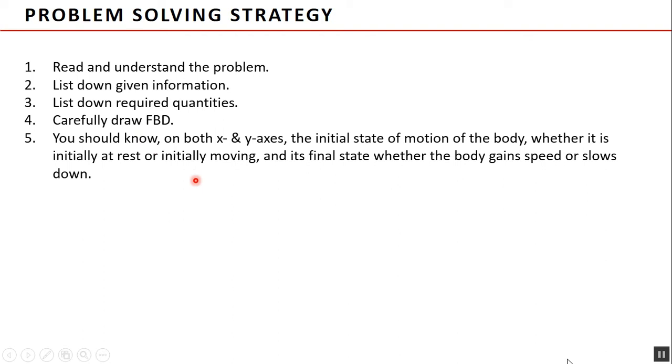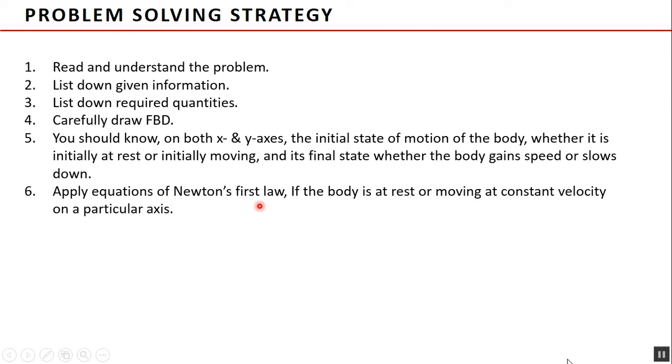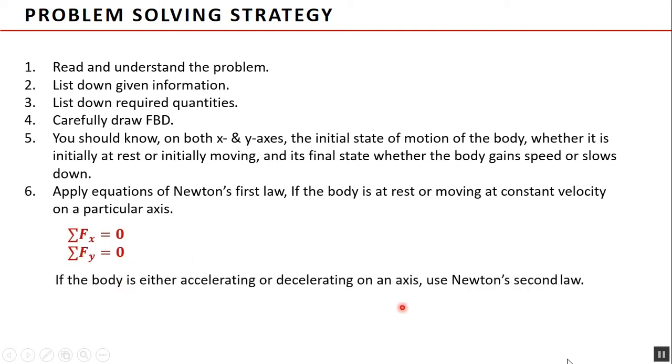Number 5. You should know, on both x and y axes, the initial state of motion of the body, whether it is initially at rest or initially moving, and its final state, whether the body gains speed or slows down. This will help you to decide whether to use Newton's first law or second law. Number 6. Apply equations of Newton's first law, if the body is at rest or moving at constant velocity on a particular axis. If the body is either accelerating or decelerating on an axis, use Newton's second law instead.